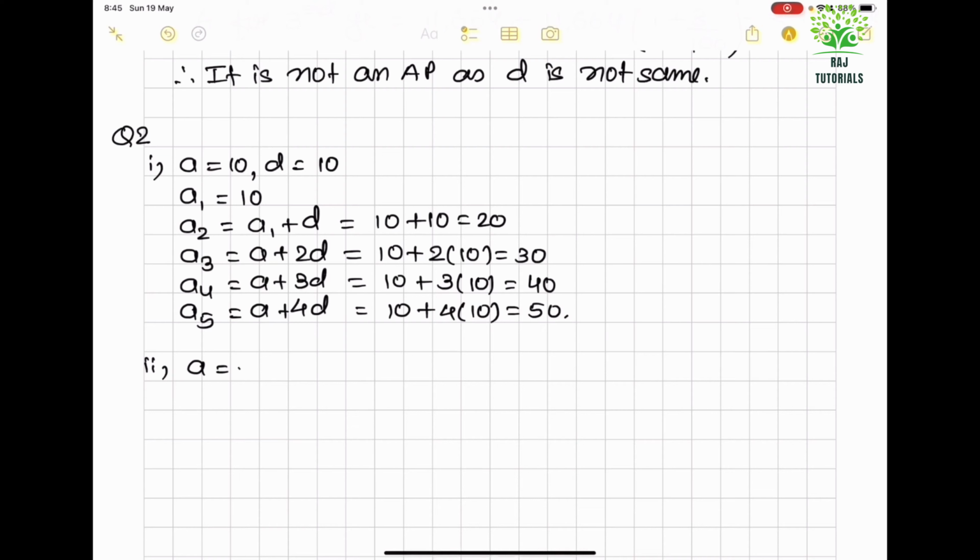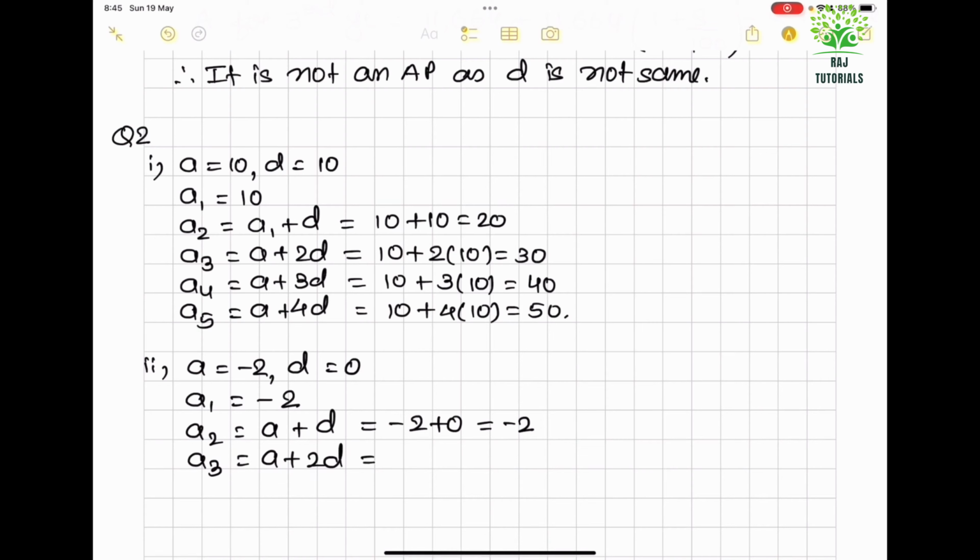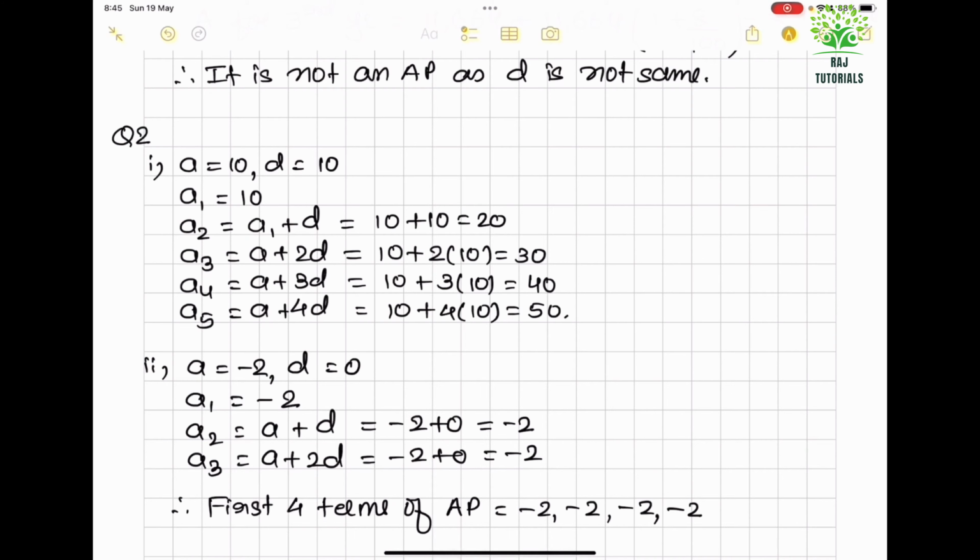Second one is A equal to minus 2, D equal to 0. So A1 will be minus 2, A2 will be A plus D, that is minus 2 plus 0, so minus 2. A3 will be A plus 2D, so that will be minus 2 plus 0, that is minus 2. Therefore, first 4 terms of AP will be minus 2, minus 2, minus 2, minus 2.